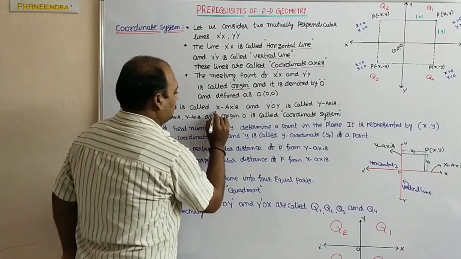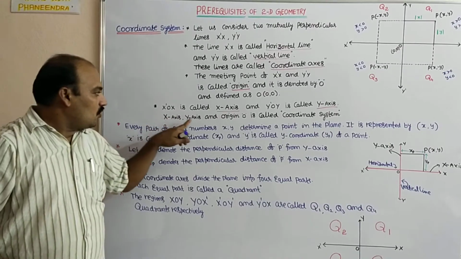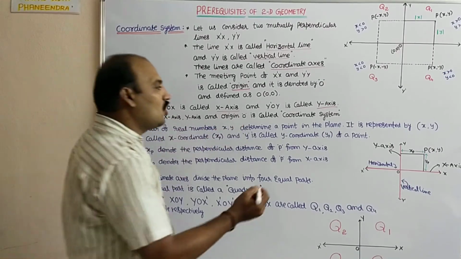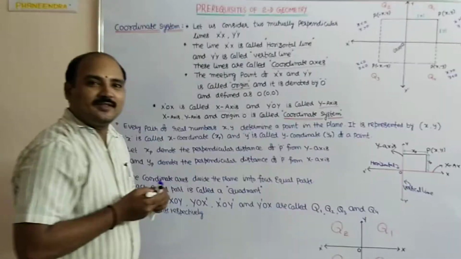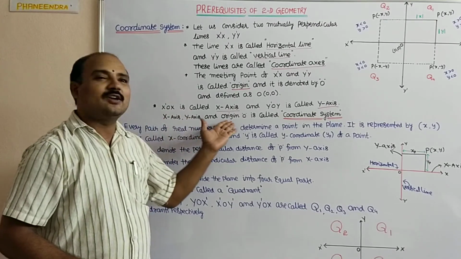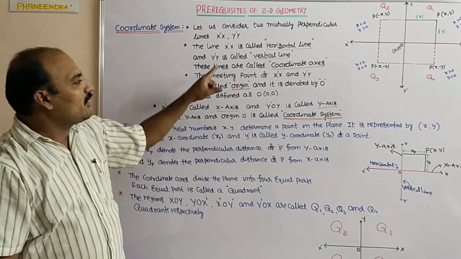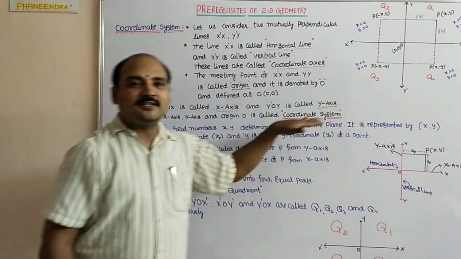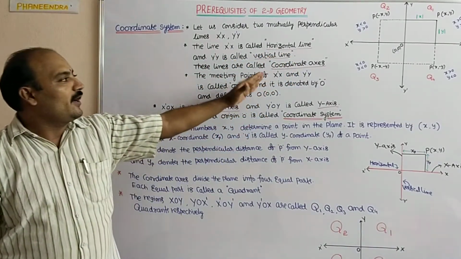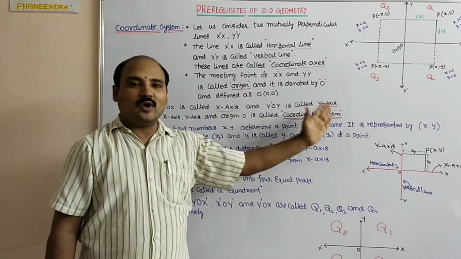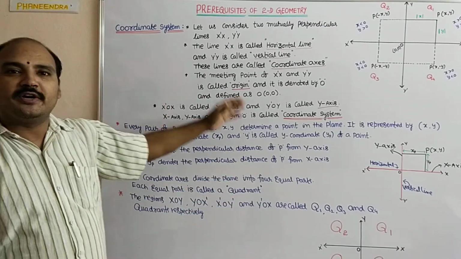The x-axis, y-axis and origin together are called the coordinate system. If anyone asks what is a coordinate system, the combination of x-axis, y-axis and origin is called the coordinate system. So in this coordinate system, we learned horizontal line, vertical line, coordinate axes, origin, x-axis, y-axis, and after that the coordinate system. This is the information about the coordinate system.